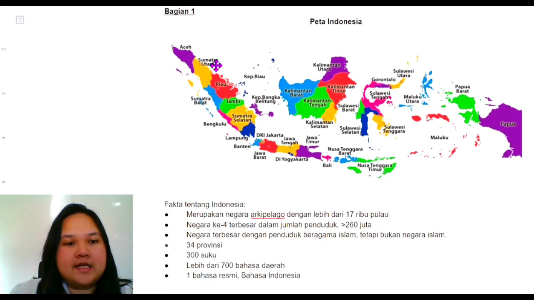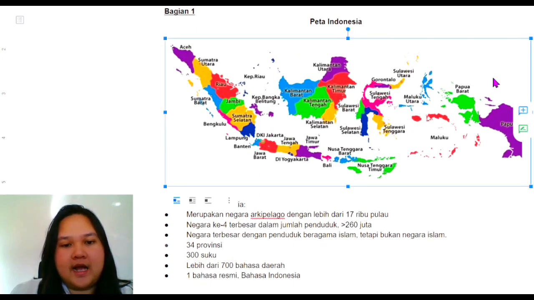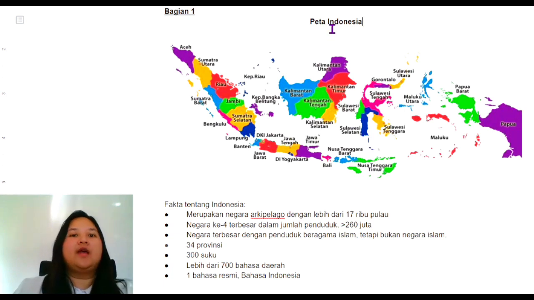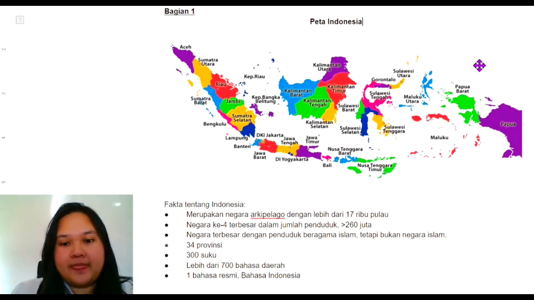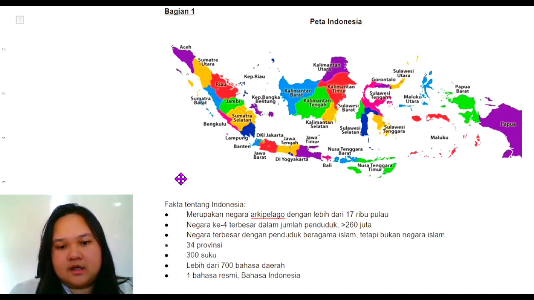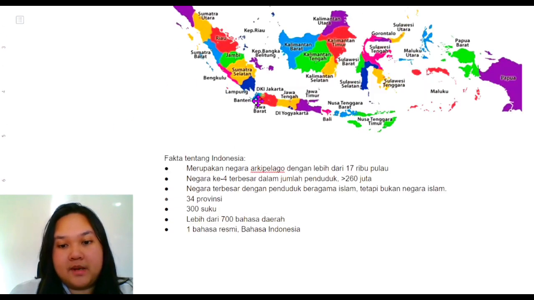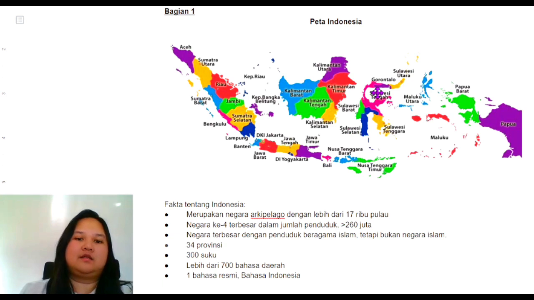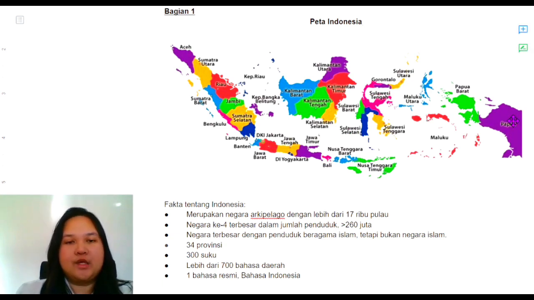Ya, di bagian 1 ini adalah peta Indonesia. Peta Indonesia. Ya, peta is, as you can guess, a map. Dan yeah, here is a map of Indonesia, and we consist of many islands. And here there are many colors as well. It's a region or province, as Indonesia is divided by provinces.